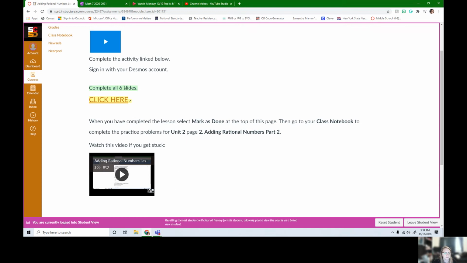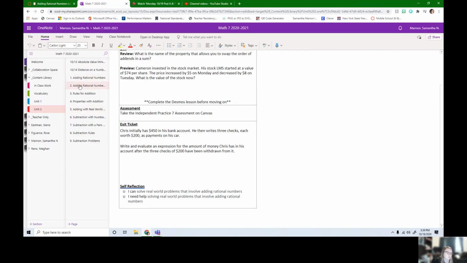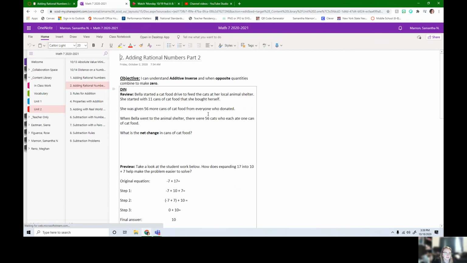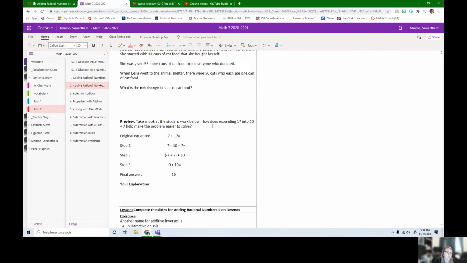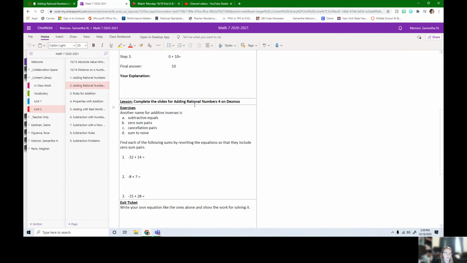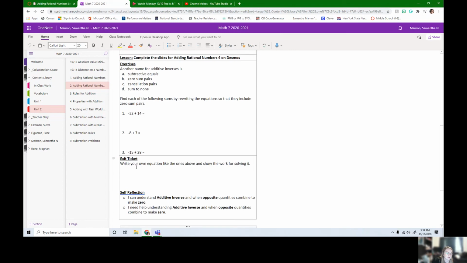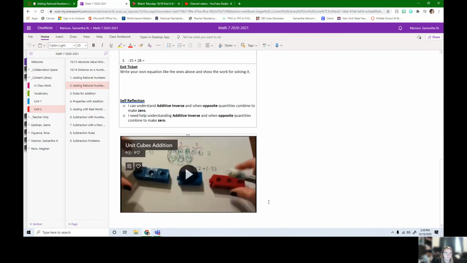When they're done with this, it's only 6 slides. They should go to Unit 2, page 2 in their class notebooks. So on Unit 2, page 2 of our class notebook, there's a do now and a little lesson that says do the Desmos, some practice, and then an exit ticket. There's also a video at the bottom included for if we're still struggling with this lesson. This was kind of a hard lesson, so this Unit Cubes edition kind of helped. This is how I reviewed it with some other students.